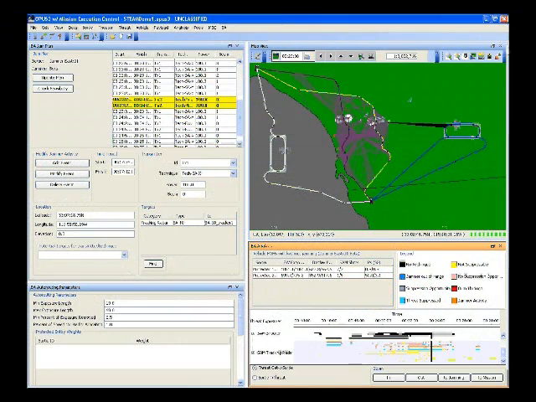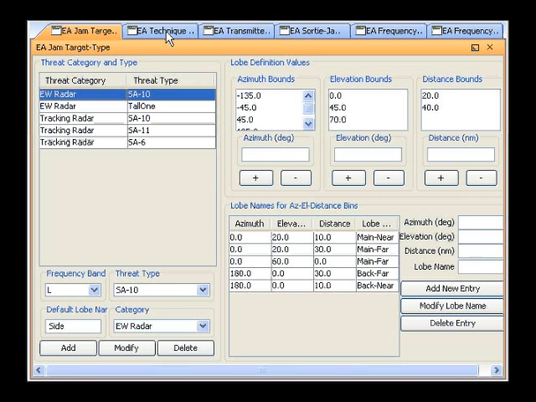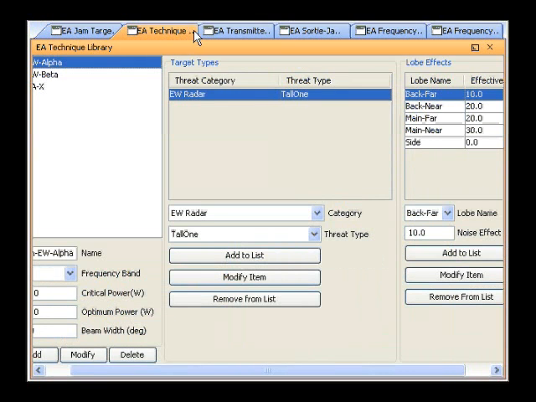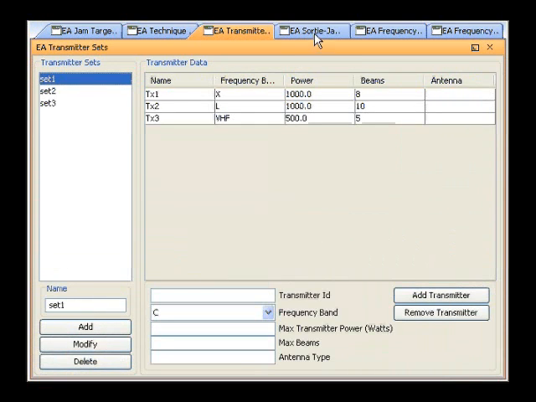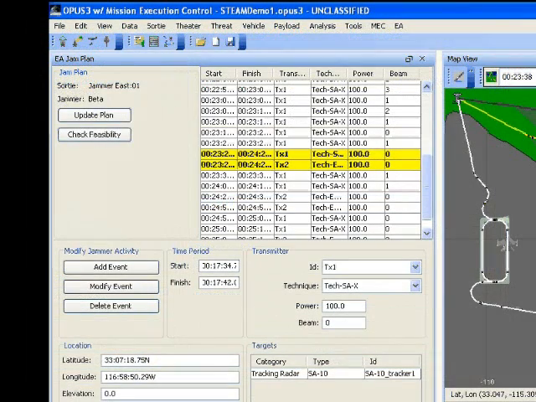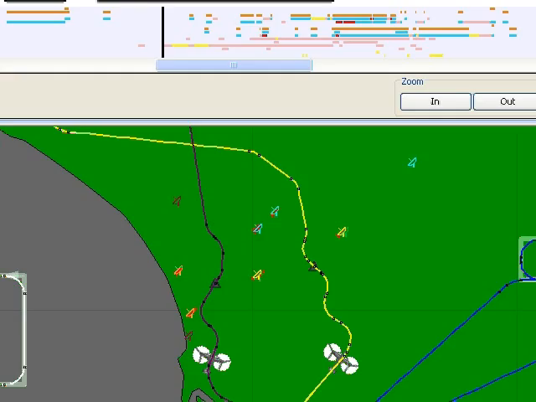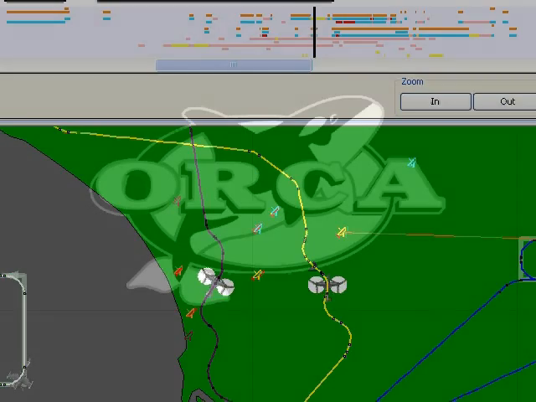Software tools can analyze the impact of using EA assets by calculating survivability metrics and computing when and where the IADS will be effective. Software can generate jam plans for how to best deploy EA assets. Software tools can also create detailed route plans and emission schedules for the EA platforms.